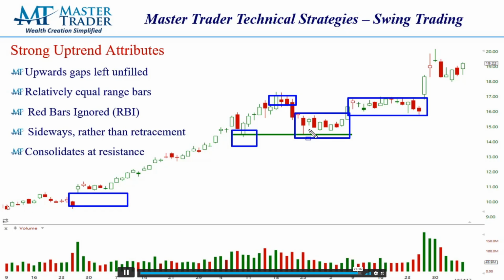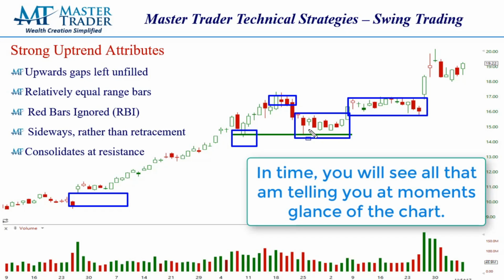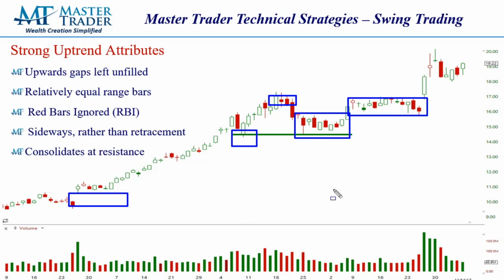So what we're building here is different concepts that guide us as to who's in control. Is it buyers? Is it sellers? Who's taking control? Who's losing control? What is the trend? All of this comes together to formulate a bias that we're going to look at in multiple time frames that are going to put the odds overwhelmingly on our side. Let's continue.